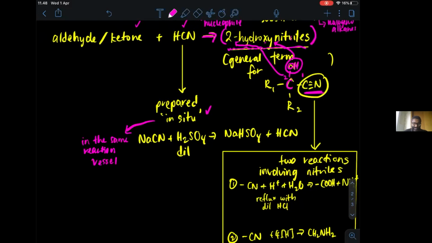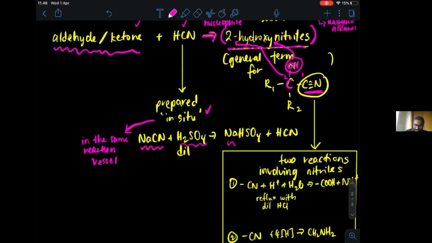So what is prepared in the same reaction vessel as the aldehyde and ketone? They are going to add NaCN with dilute H2SO4. They are going to give you NaHSO4 and you are going to get HCN. This HCN is going to react with the aldehyde and ketone. So that's going to be the reaction.